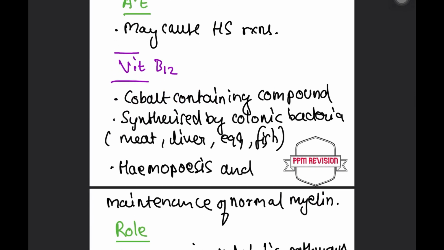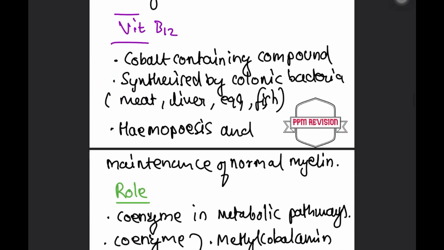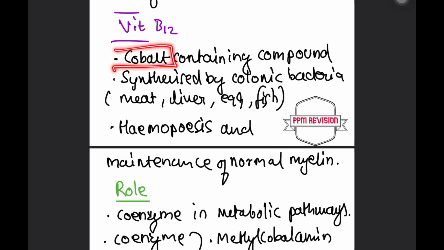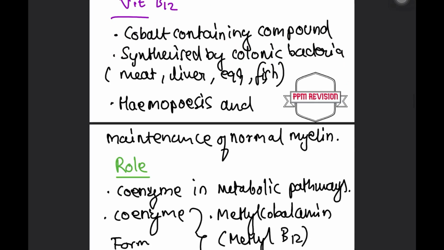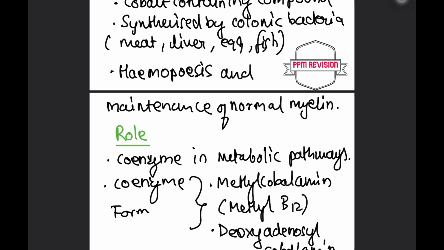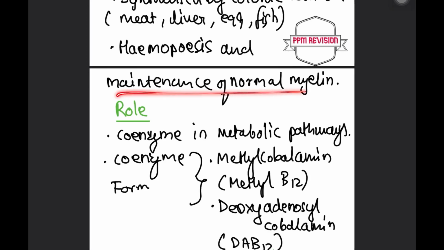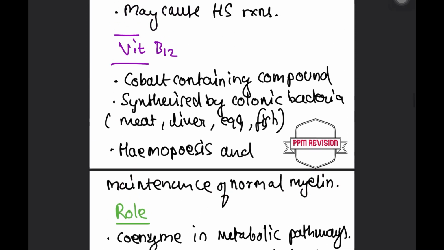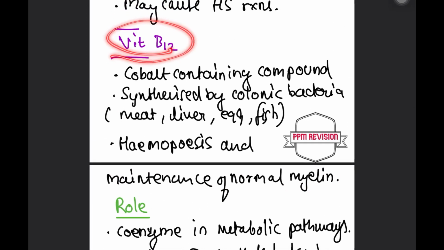Then moving ahead, we'll be talking about vitamin B12. What we need to know is that it is a cobalt containing compound, and it is synthesized by bacteria. It is found in meat, liver, egg, fish, and it contributes to hemopoiesis and maintenance of normal myelin. So all this is about vitamin B12.